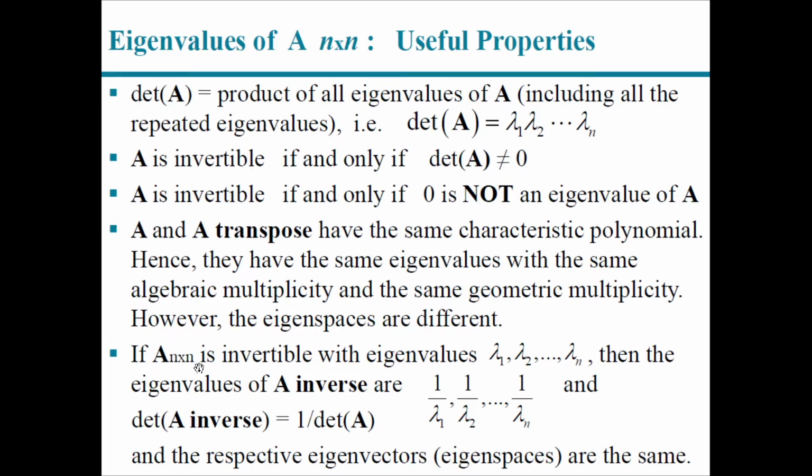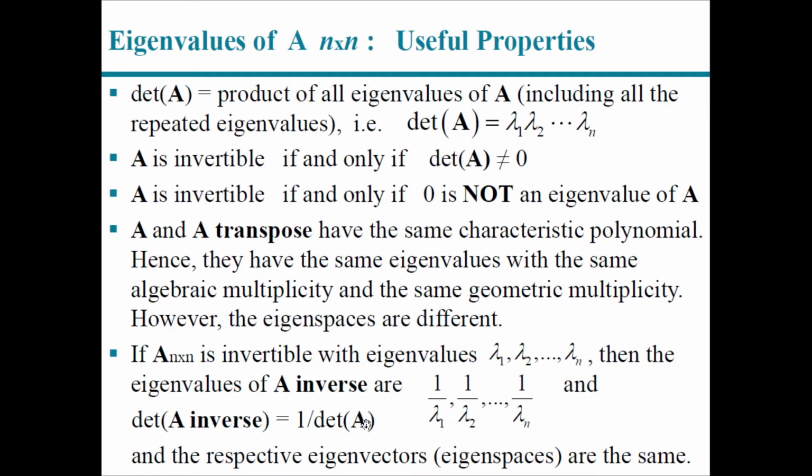So another interesting property is when A is invertible. We are dealing with square matrices, so some of them are invertible, some of them are not. All of the square matrices have eigenvalues and eigenvectors, that's fine. But if my matrix A, n by n, is invertible, and its eigenvalues are lambda 1, lambda 2, lambda n, then the eigenvalues of A inverse are just 1 over the eigenvalues of matrix A. So eigenvalues of the inverse are 1 over lambda 1, 1 over lambda 2, 1 over lambda 3, 1 over lambda n.